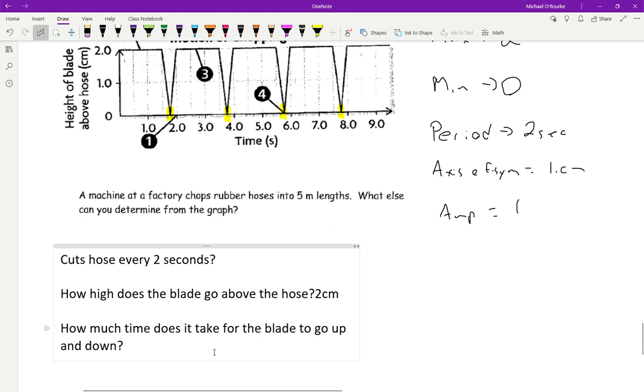Now, how much time does it take for the blade to go up and down? Just the moving action, not the resting action. Good job, Ben. Oh, where'd 6 come from? Dylan? So the answer is 0.5 seconds, because if you see it go down, by the time it starts to move, boom, boom, that's half a second. That's no problem.